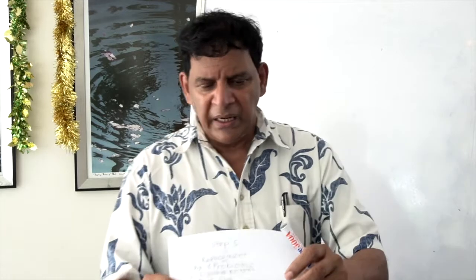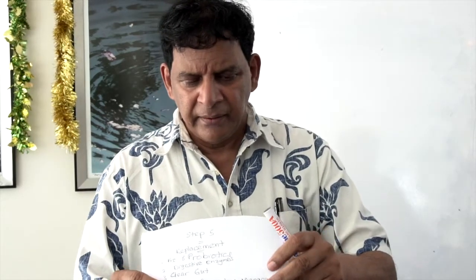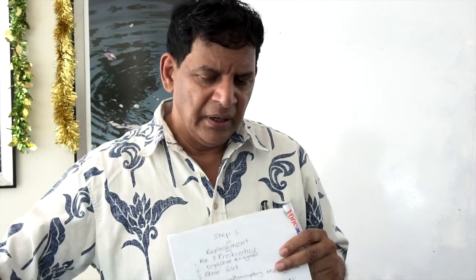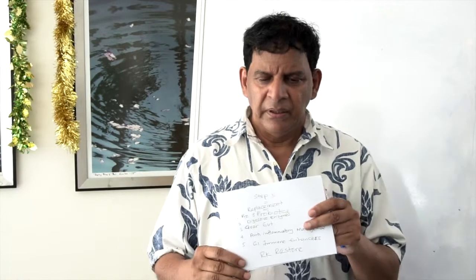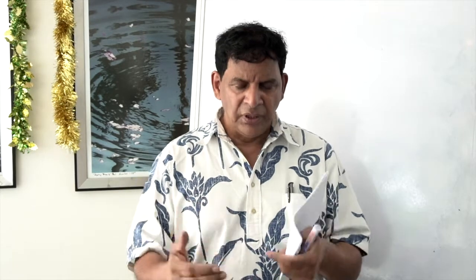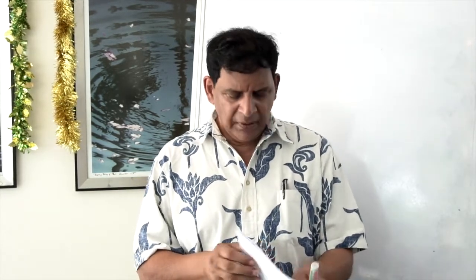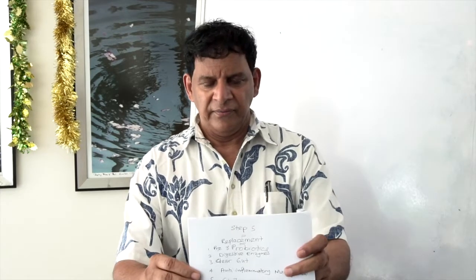Then you add immune enhancers. All of them are in my gut restore. There's intelligence in it. So what are immune enhancers? Go and check out. Google and find out what immune enhancers you can use. So that is step 5.